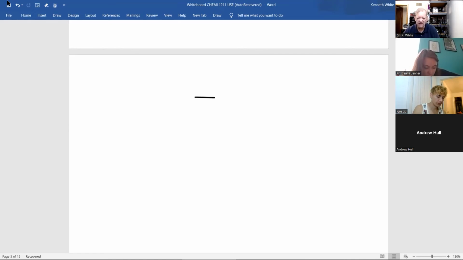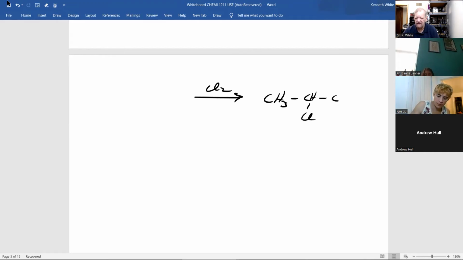But for this class, we will stick to the simple version. And the question would be, and I'm going to simplify it for you. And this is called synthesis. Synthesis is a fancy word to make. And I am by training and by experience a synthetic organic chemist. I make things. So the question is, what would you react with chlorine gas to make this molecule?